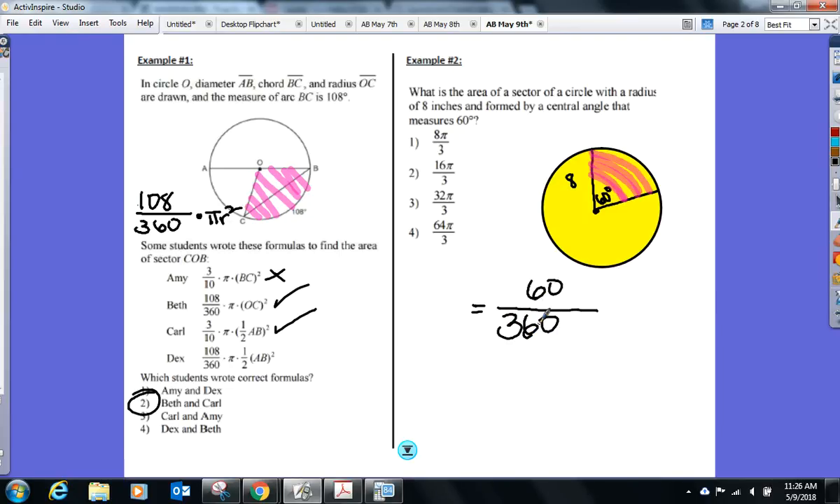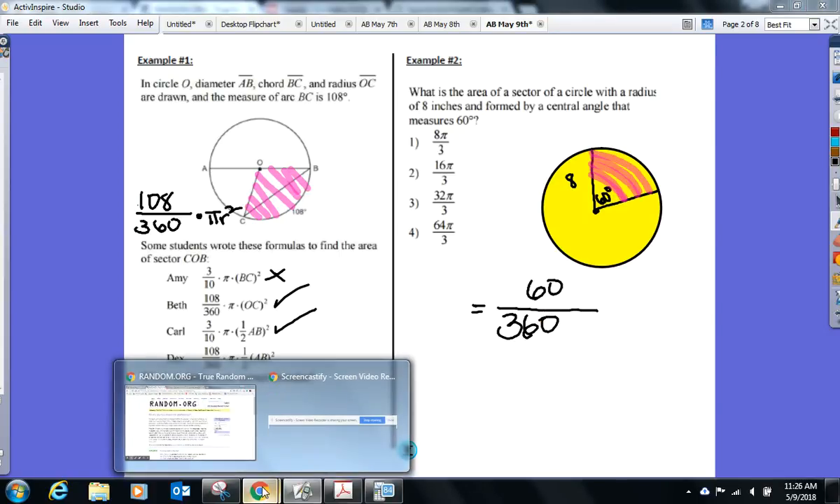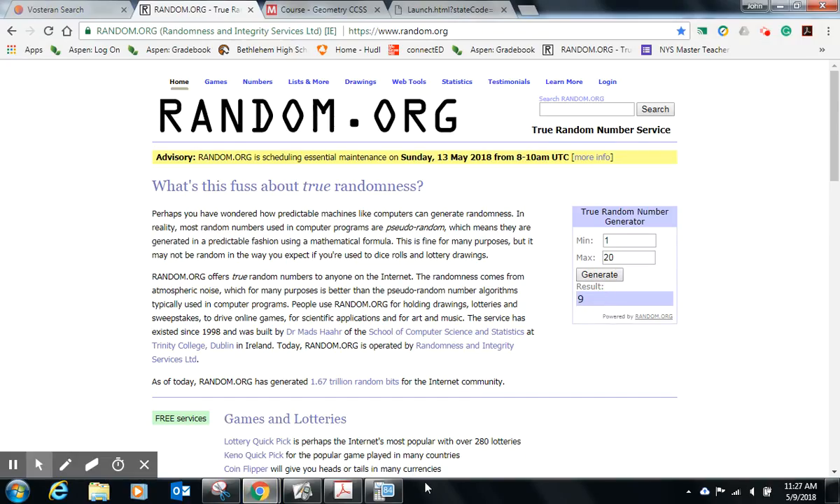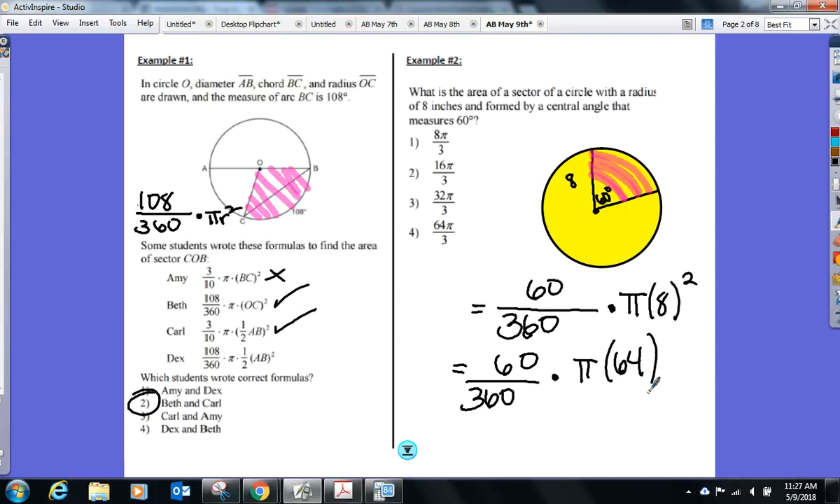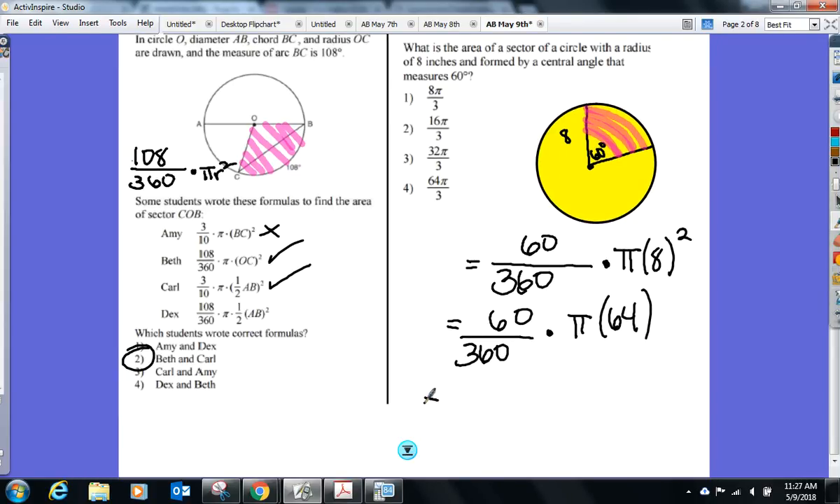60 over 360. Everybody good there? All right, times pi 8 squared. Okay. So 60 over 360. Everyone notice your choices. What are they all in terms of? Pi, so that tells me I'm not going to touch the pi here, but I am going to do 60 over 360 times 64. And obviously leave it as a fraction if you can, because all the multiple choices are as a fraction.